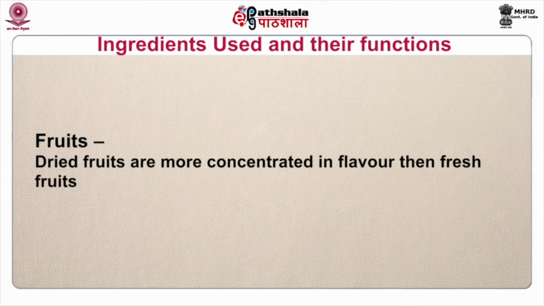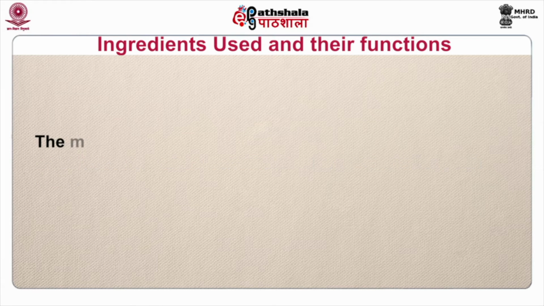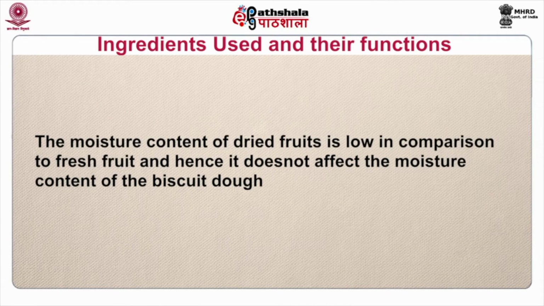Fruits. Dried fruits are more concentrated in flavor than fresh fruits. The moisture content of the dry fruits is low in comparison to fresh fruits and hence it does not affect the moisture content of the biscuit dough. Apples, pears, raisins and apricots are used frequently to make these products. Candies and crystallized fruits are also used to make biscuits and cookies as they have a higher concentration of sugar.